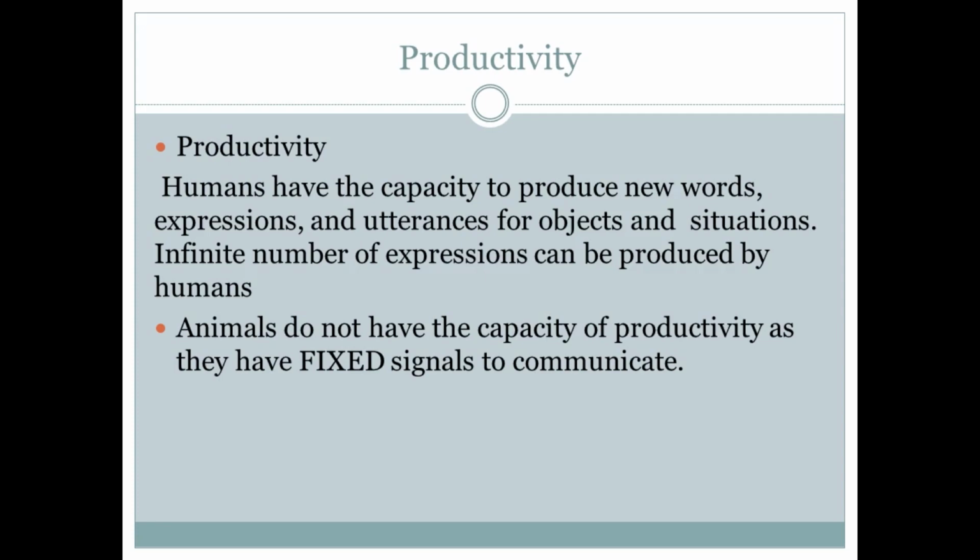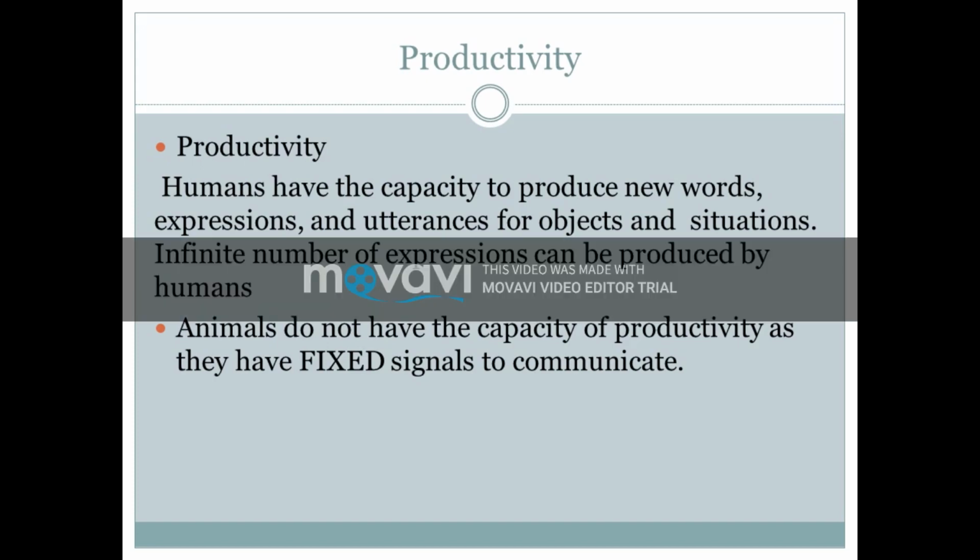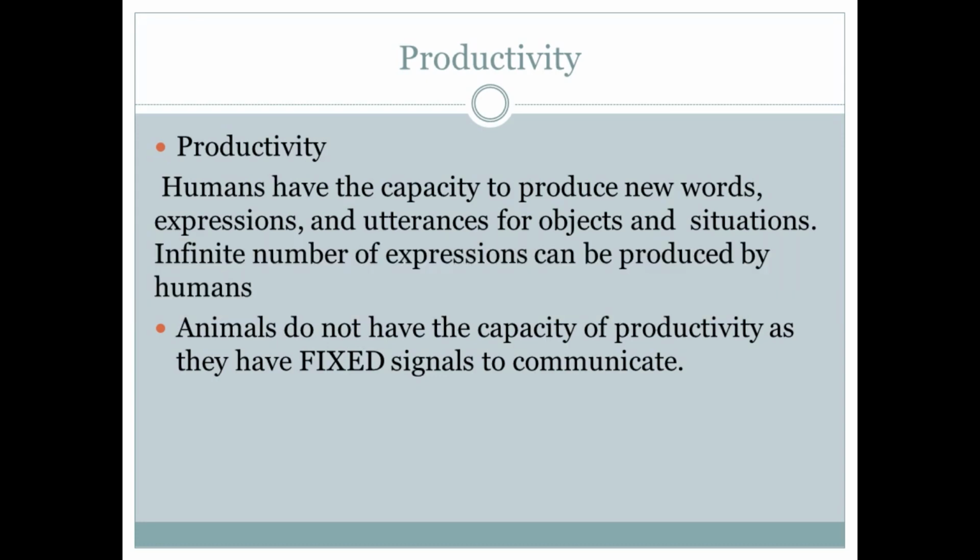So animals do not have the capacity of productivity, as they have fixed signals to communicate. As I told you, you cannot call it productivity, but a kind of communicative signals that they produce for danger or for food or for something else. That's it.